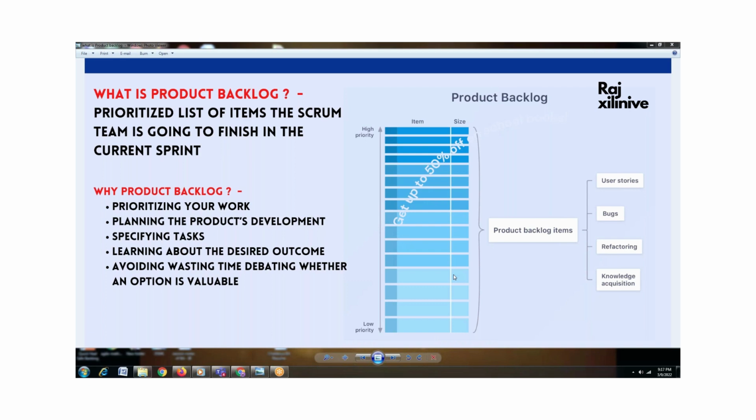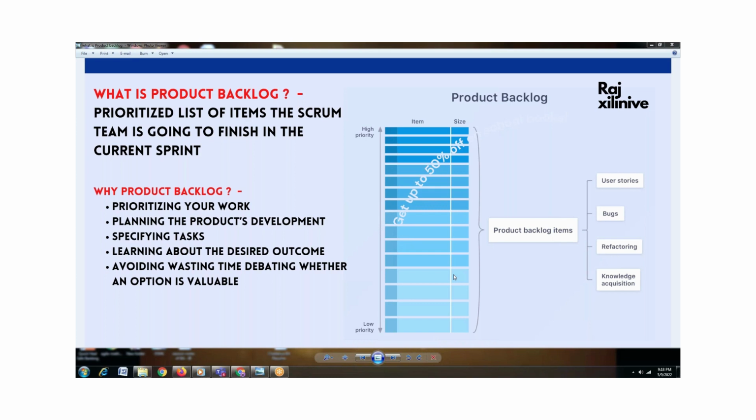On that 7, which are high priority, right? Which are intermediary and low priority? This is how generally the product backlog is worked. So for prioritization of work, the product backlog is used. This is the first reason.